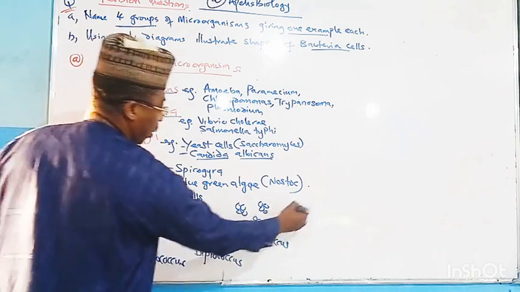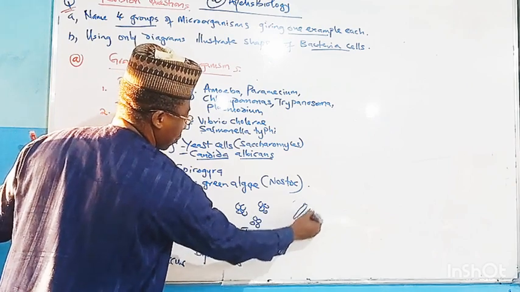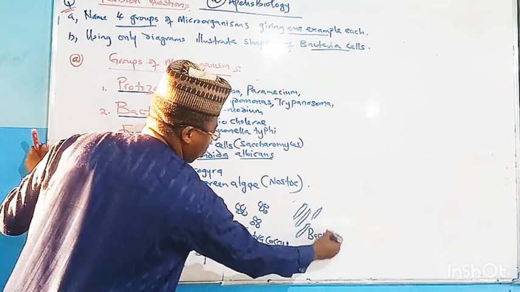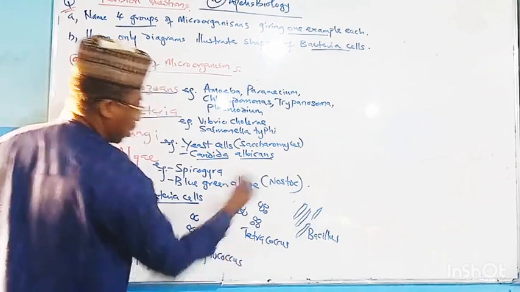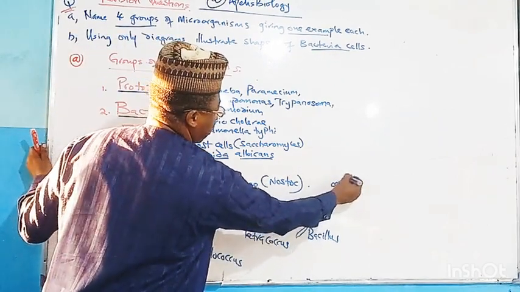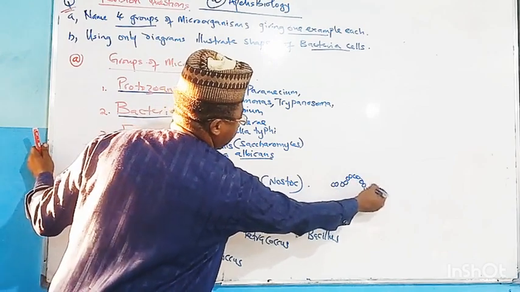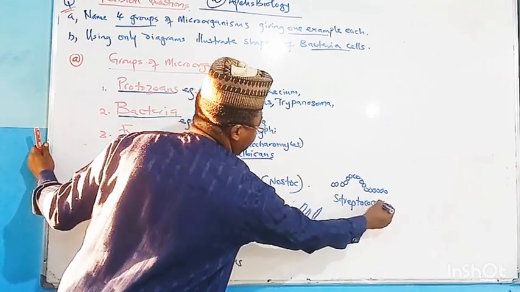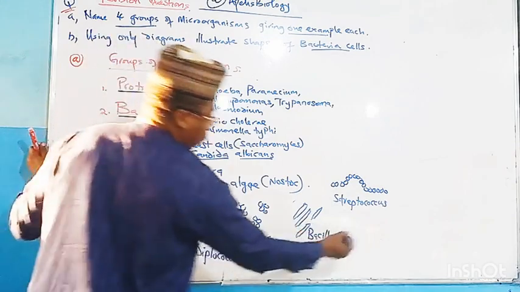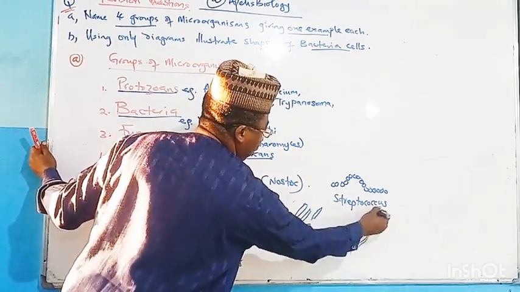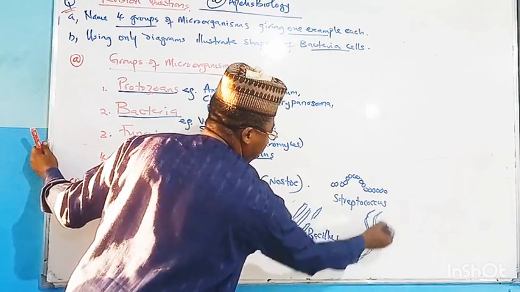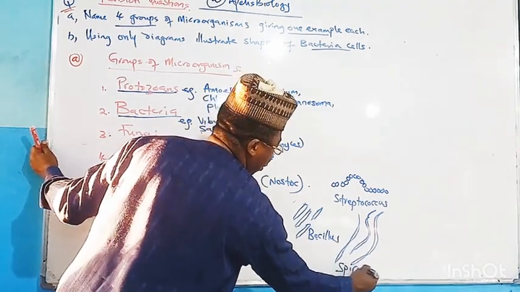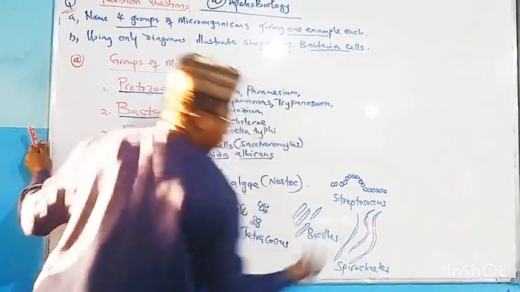We have the ones that are rod-like, like this. They are like rods. We call them Bacillus. Then we have the ones that are like this: they are spherical, but they're in chains. We call them Streptococcus. These are different shapes of bacterial cells. You have the ones that are spiral, like this. Spiral like that. We call them Spirochetes.